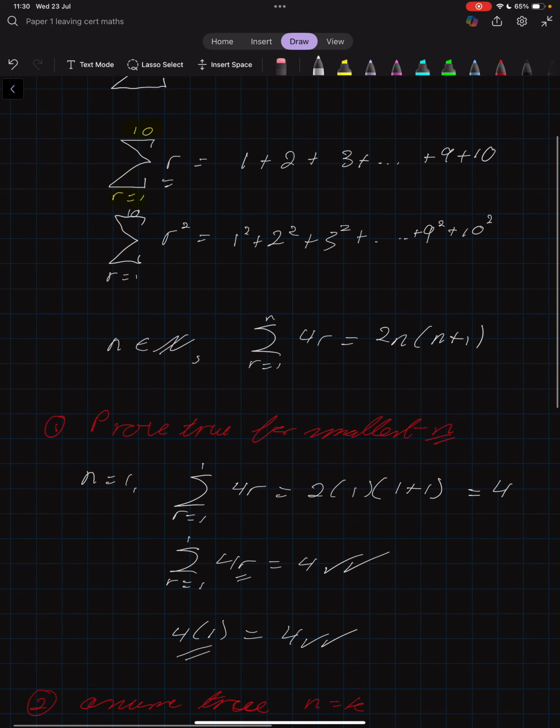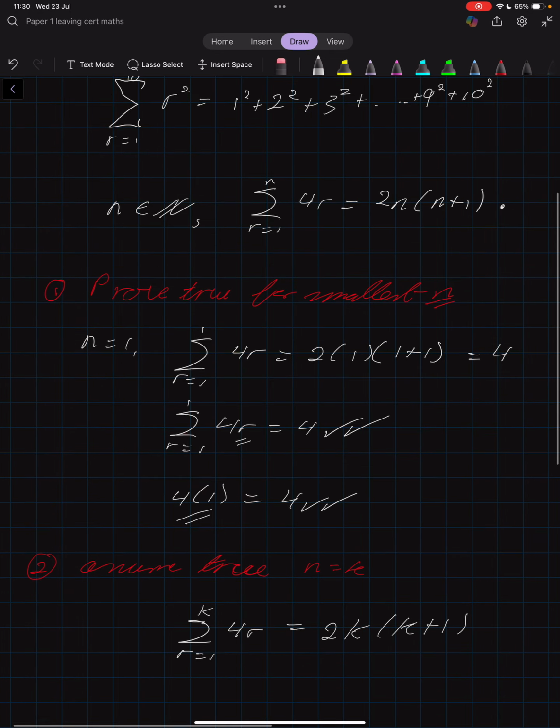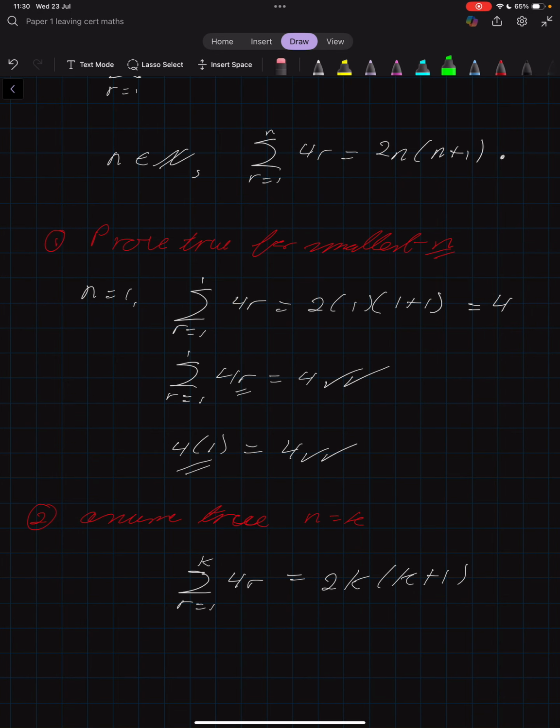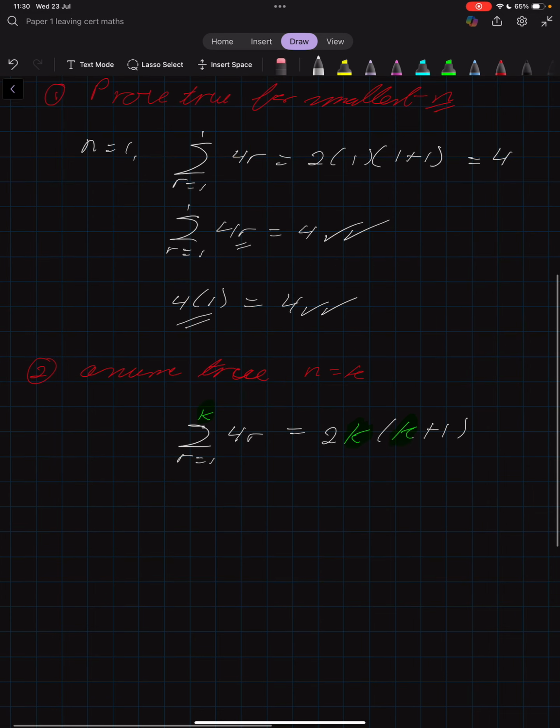So basically you go back up to the original statement, which is here. Wherever you see an n, I've now replaced it with a k. So this n got replaced with this k. This k was put in place instead of this n. Okay, so I've just replaced everything with k. So now what you're saying is you're assuming that this thing is true.